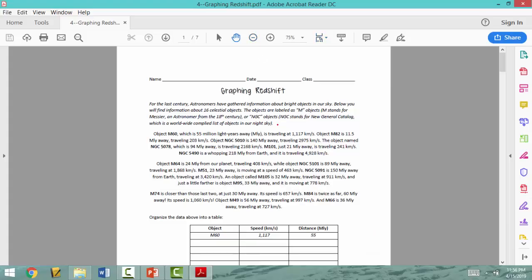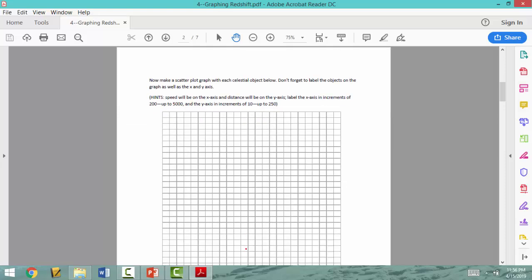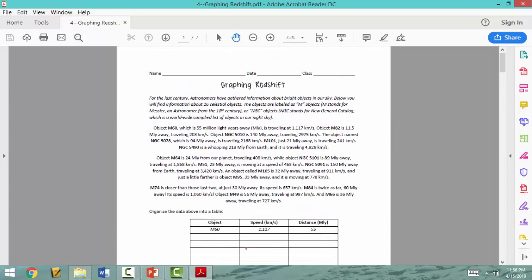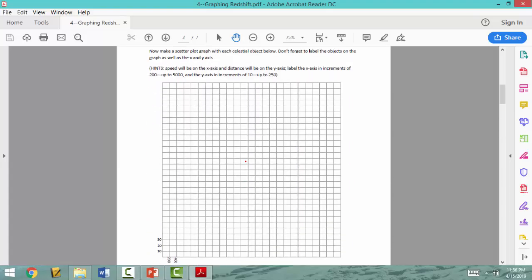All right, so the last thing I want you to do is on this worksheet right here, I want you to get all of the data on here and then actually graph it on the next page. So the data is kind of hidden in this paragraph form. They did the first one for you. It's object M60, so they put that down here. Its speed is 1,117. And then it's 55 million light years away, so they put that here. So get this table filled out, get this graph filled out, do not need to answer any of the questions, and we will talk about this tomorrow. Enjoy your day.